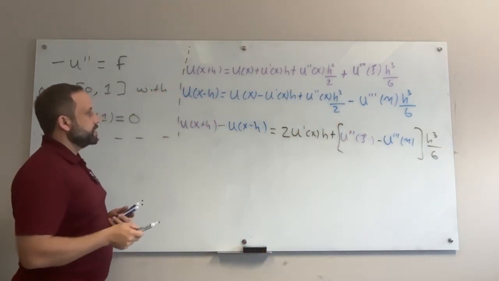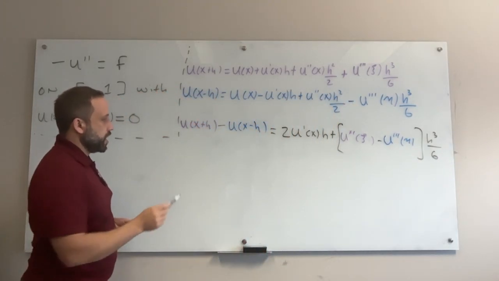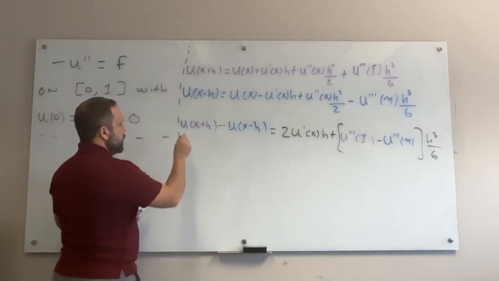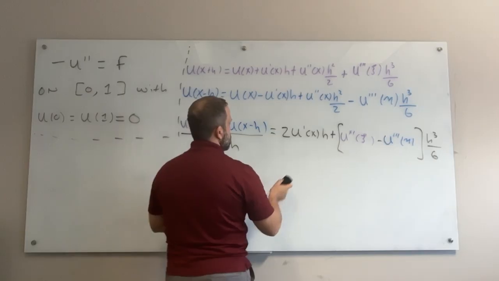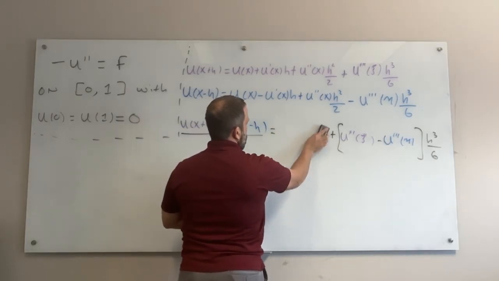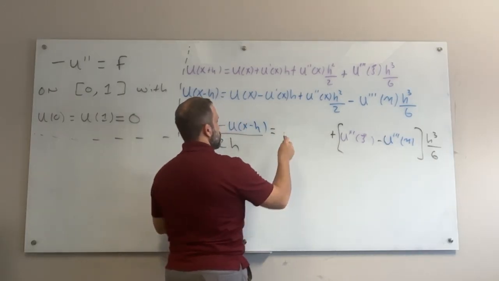Now we're going to do something similar to what we did before. We want to solve for u prime, so we divide both sides by 2h. This is going to go away, so you're just going to have u prime of x here.